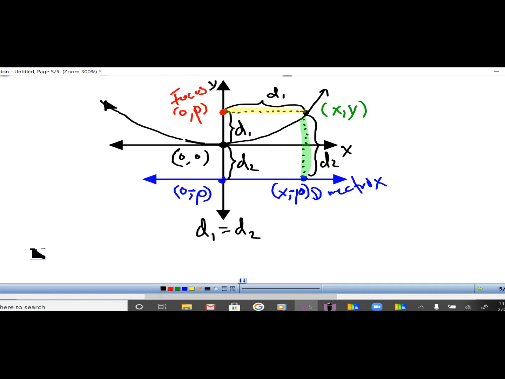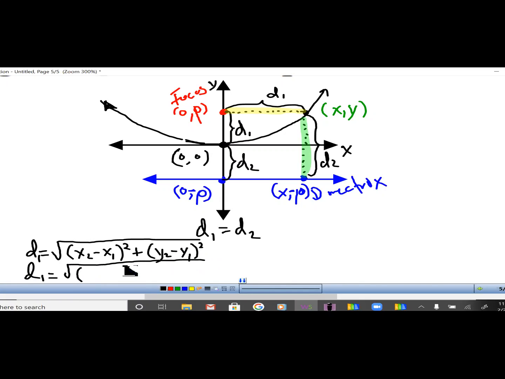So I'm gonna start with distance 1. I'm gonna use the distance formula. Check this out. What is my distance formula? x sub 2 minus x sub 1 squared plus y sub 2 minus y sub 1 squared. Distance 1 is square root of parentheses with a negative in between squared plus parentheses with a negative in between squared. Okay, look up. Before you copy this, look up.